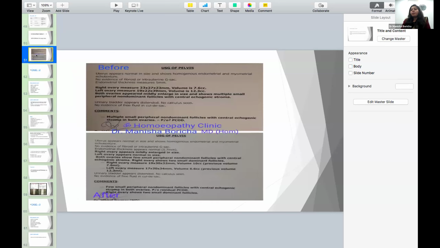Next. So the result is here. There was ovarian enlargement with swelling, and multiple follicles, and after the treatment she has only 2 or 3 follicles in the ovary. Next one.